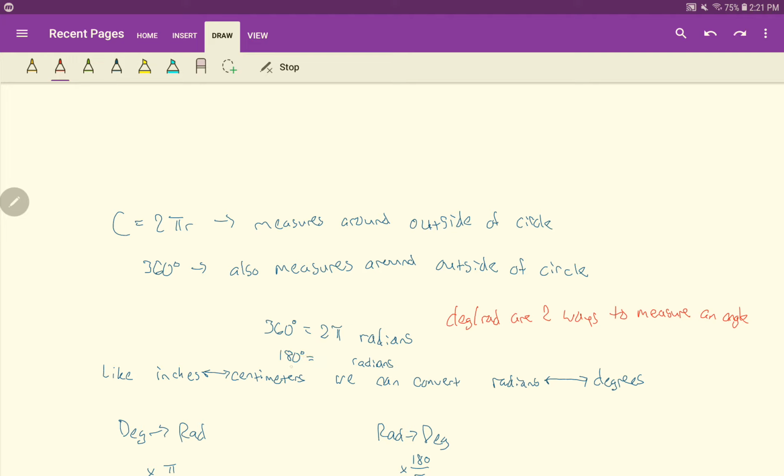For example, here, what would 180 degrees be in radians? Well, to get from 360 to 180, we have to do 1/2. And so we'll do the same thing here. What's half of 2 pi? Well, half of 2 pi is just 1 pi, or pi. And so, in fact, 180 degrees is just pi radians.